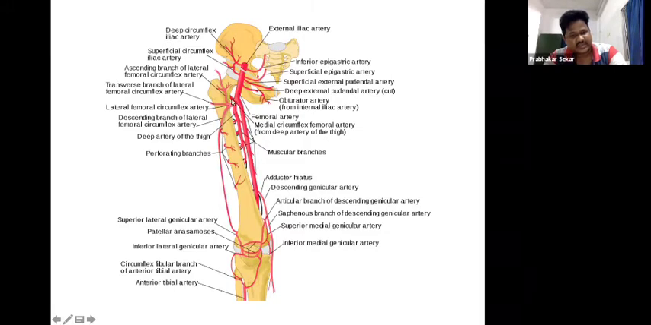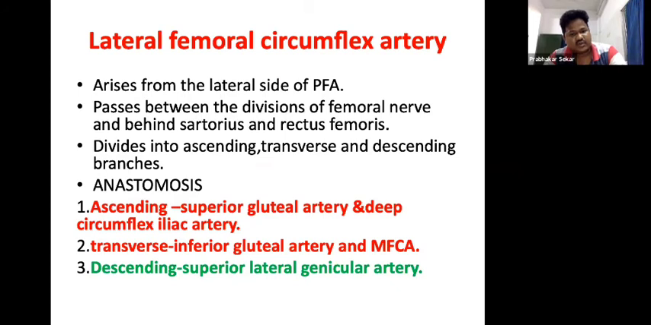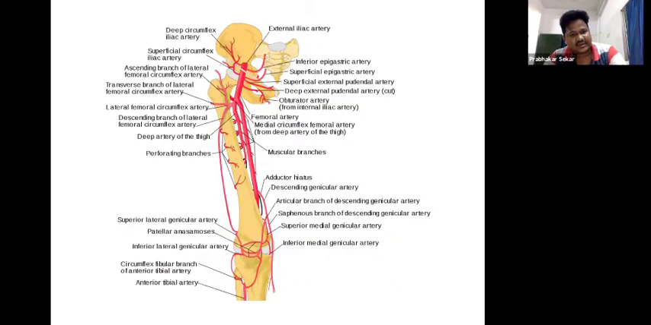branch and descending branch. Here the ascending branch goes higher, and it makes anastomosis with the superior gluteal artery and deep circumflex artery. Then the transverse branch winds around the posterior aspect of the neck, and it makes anastomosis with the inferior gluteal artery and medial circumflex artery. Then the descending branch goes downwards, adjacent to the vastus lateralis, and it communicates with the superior lateral genicular artery.